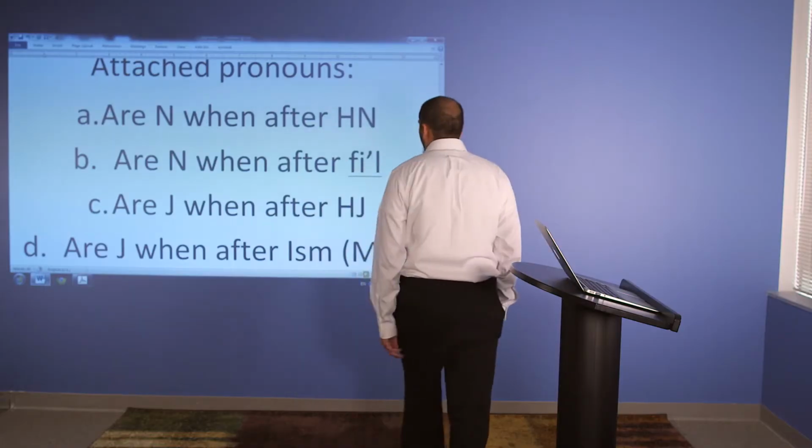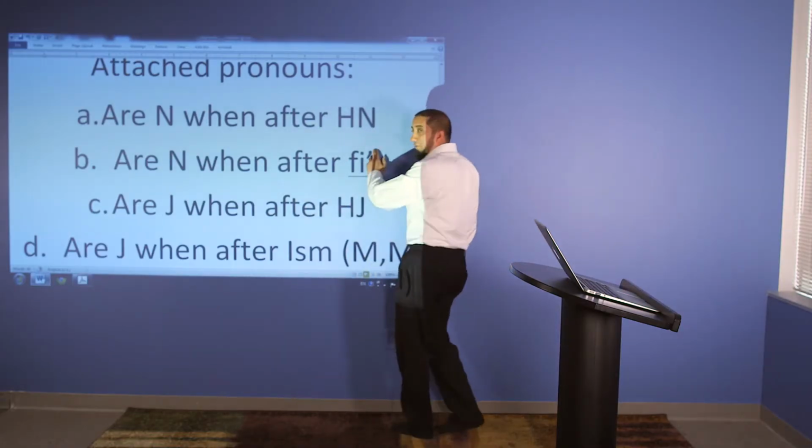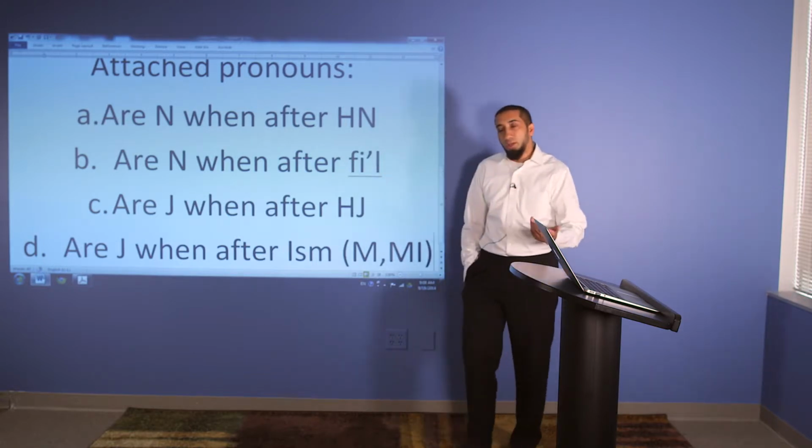The two situations when it's nasab is when it's attached to a harf of nasab. Okay, so give me the harf of nasab.